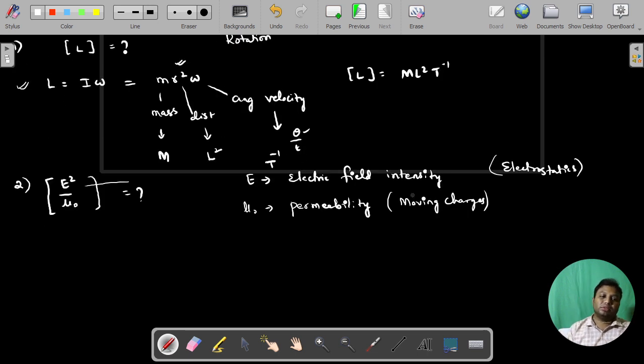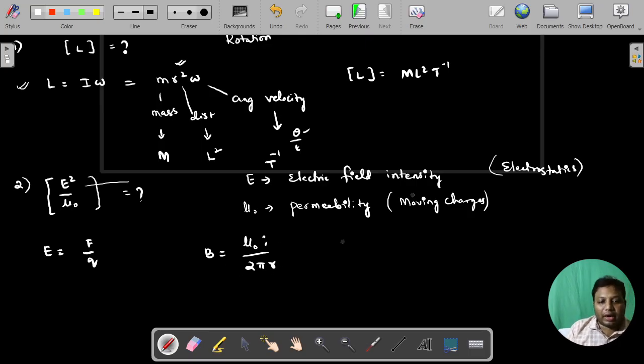Our objective here is to find the dimensional formula of the quantity given here. The formula here is E equal to F by Q. This is the formula for electric field strength. And for mu naught, what can we write? There is one formula for B, which is mu naught I by 2 pi r. You all must have listed this formula. This is the magnetic field because of a current carrying wire of infinite length.